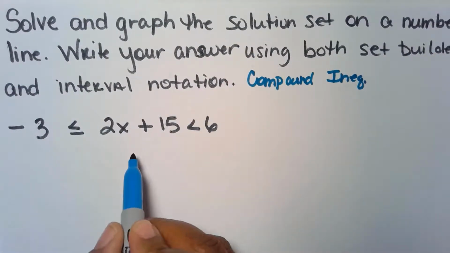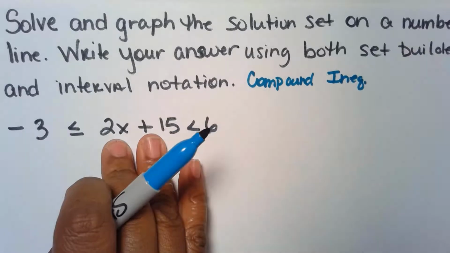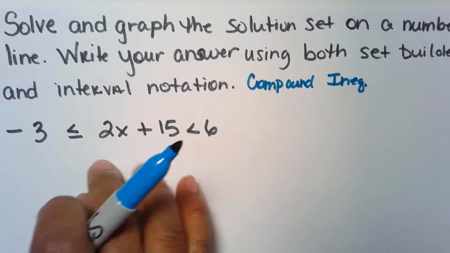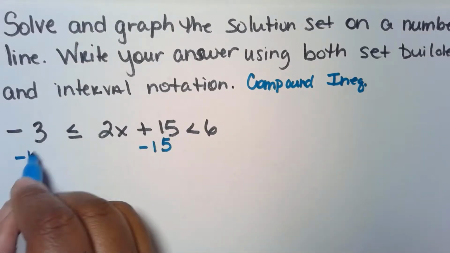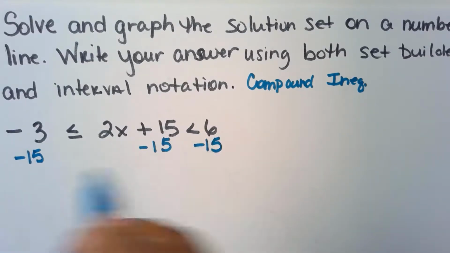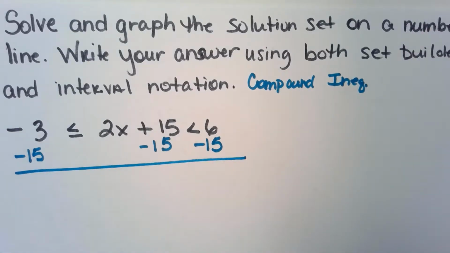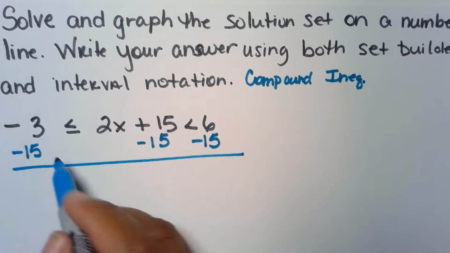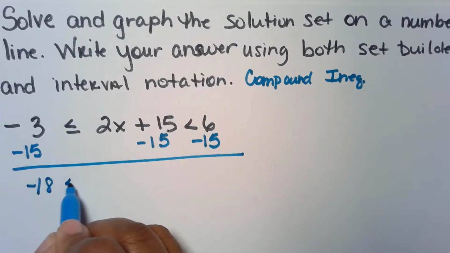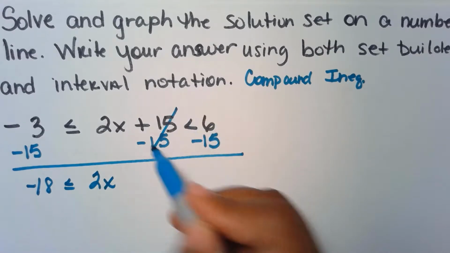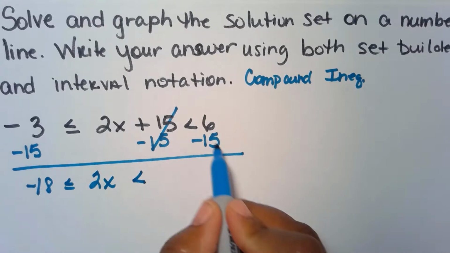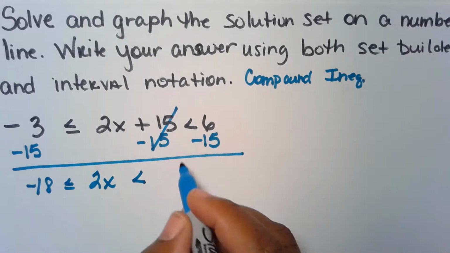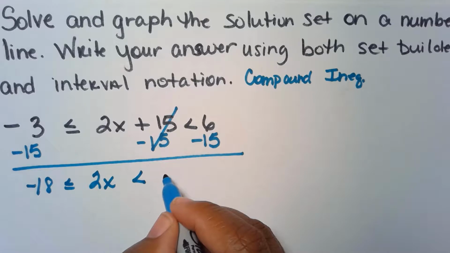Now, how do we solve this? We start from the center where the x happens to be and work our way out. So we're going to subtract 15 in the middle, then to the left side and to the right side. That gives us on the left side negative 3 plus negative 15, negative 18, less than or equal to 2x, because the 15s cancel out here. And then we have less than 6 minus 15, which gives us negative 9.